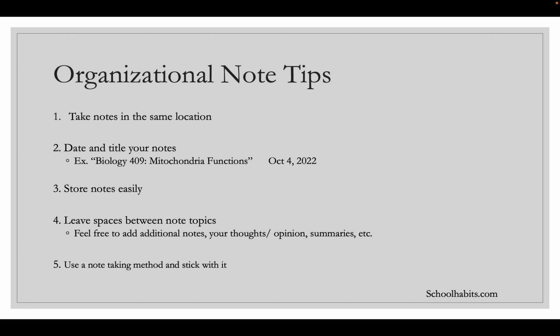Number 2 is to date and title your notes. This just keeps everything concise and organized when you're trying to look back and review for an exam. So let's say you're in your science notebook and you have a couple biology classes, but the one that you're titling for today is your biology. So maybe you would put your biology class number 409, and then the topic that you're going to be discussing in that notes. So mitochondria functions, and then with the date.